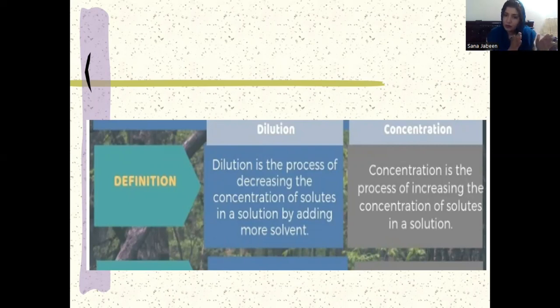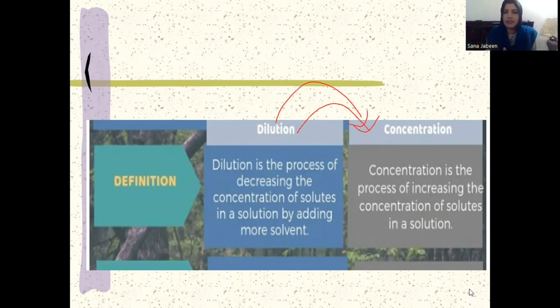So when we talk about osmosis, the water molecules are going to move from the dilute solution to the concentrated solution. Why? Because the dilute has more water and less solute, and the concentrated has more solute and less water. So water molecules start moving from the dilute to the concentrated one.